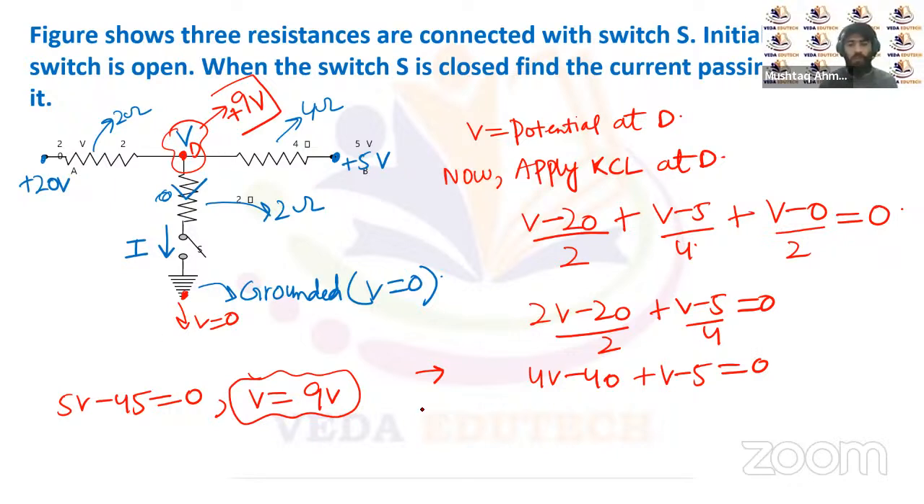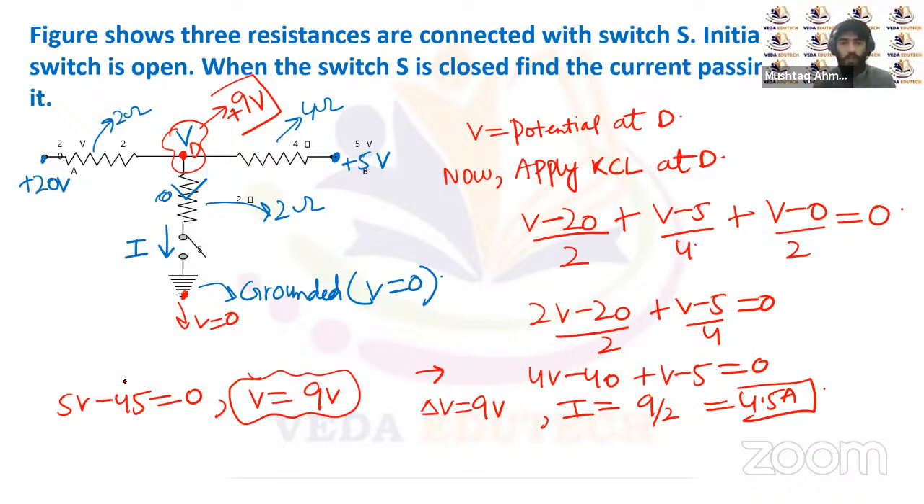Then the potential difference delta V is also equal to 9 volts, and the current through this will be I, equal to 9 over 2, which is 4.5 amperes. So 4.5 amperes will be the current actually flowing through this switch when the switch is closed.